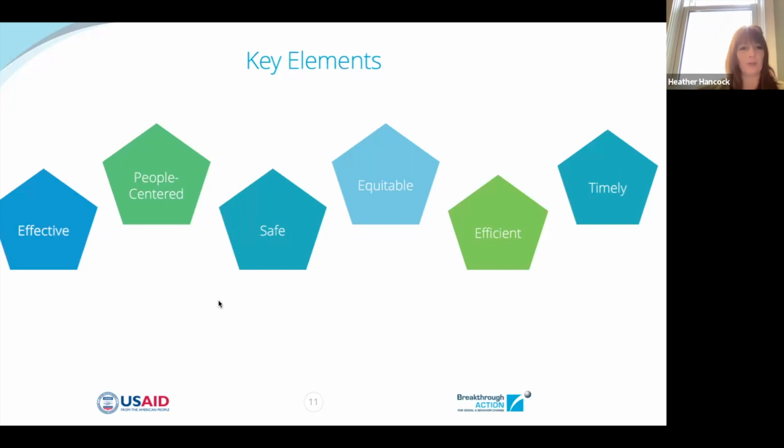They are treated equitably. And then care is also efficient, so it maximizes the benefits of whatever resources are available and avoids waste. And finally, it is timely, so there are no important delays happening. The wait times are reasonable. And then WHO also adds one additional element, which is integrated. So this idea that there is care being provided that uses the full range of health services throughout someone's life course.